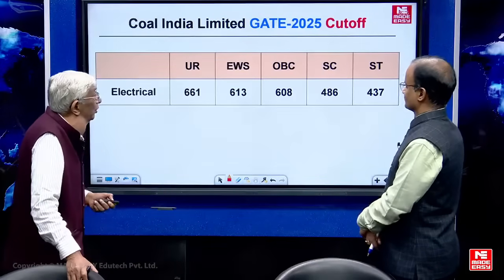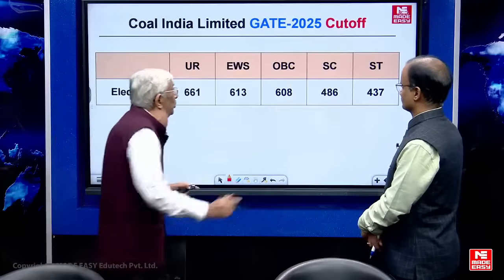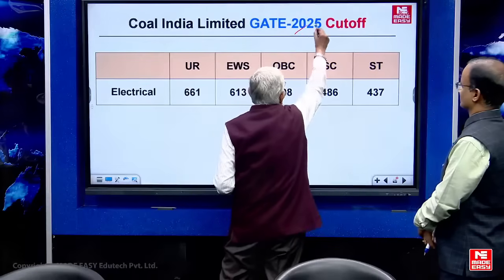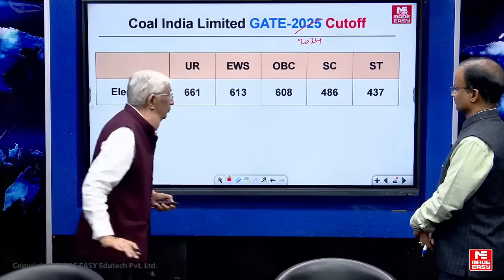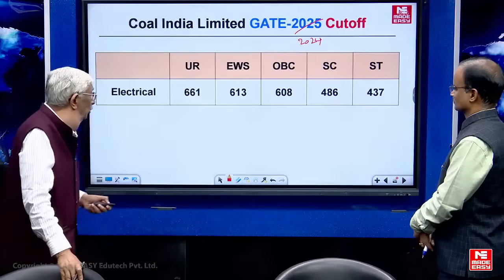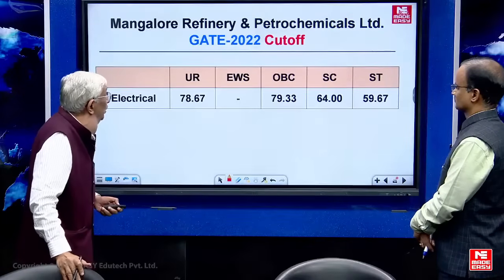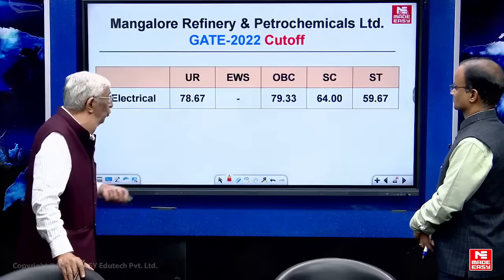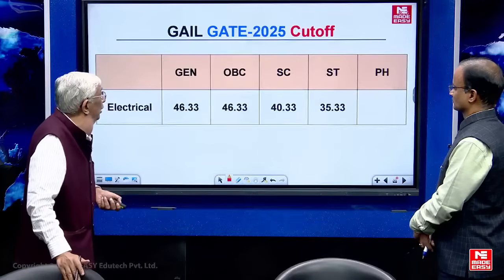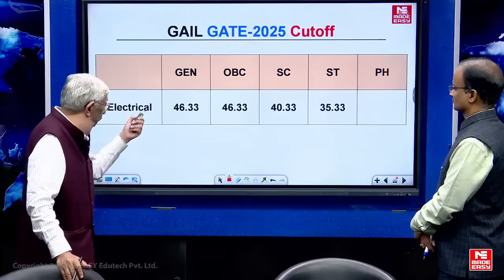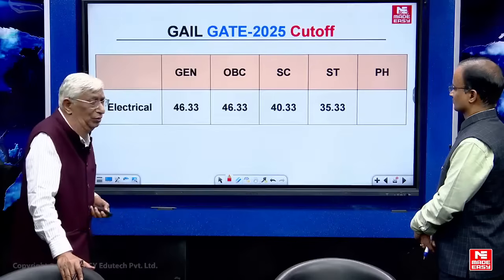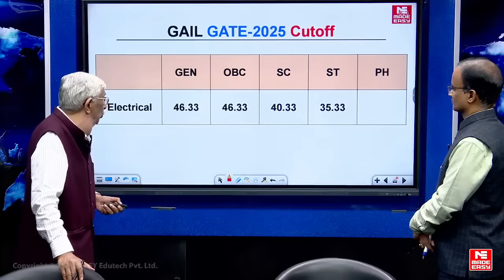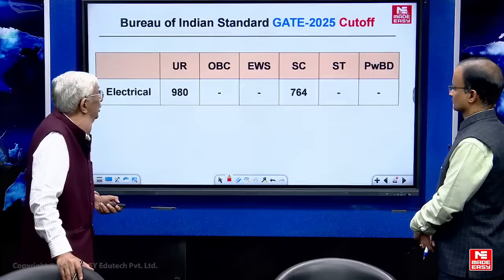Coal India Limited, GATE 25. Sorry, it should read GATE 24, not 25. This is the cutoff score for electrical. Then we have Mangalore refineries. This is the old data, 2022 only. GAIL 25 cutoff is 46.33 for general and OBC, and less for SC/ST. No recruitment for PWD category.